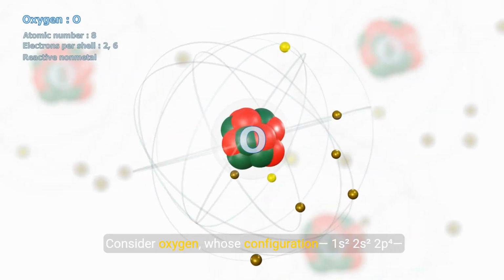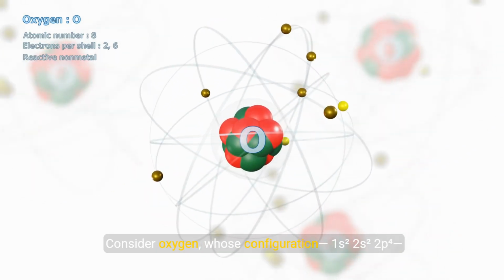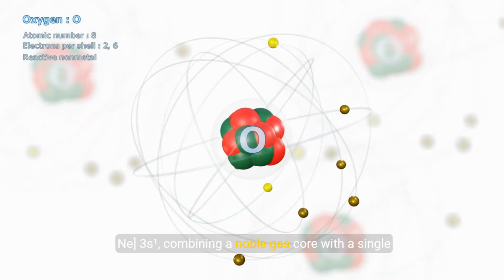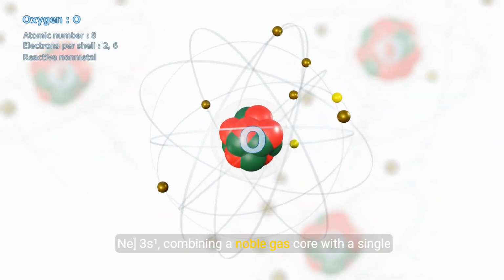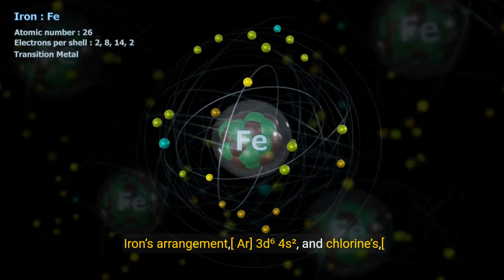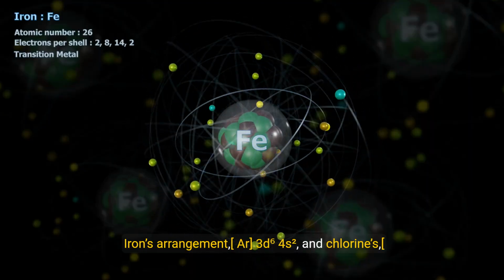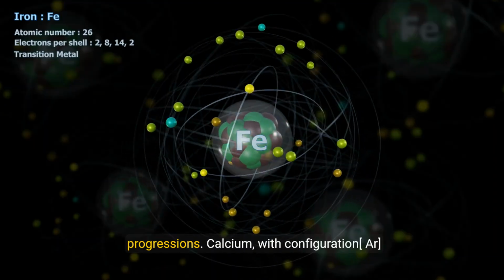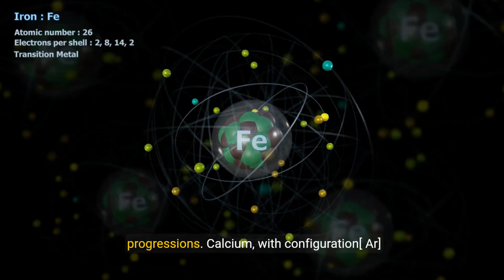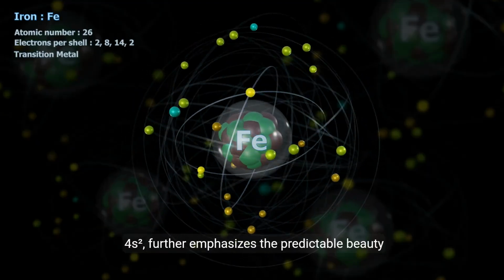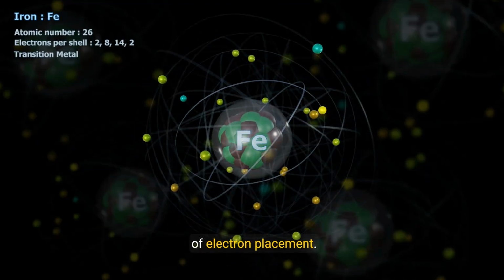Consider oxygen, whose configuration, 2s² 2p⁴, displays perfect order. Sodium follows suit with [Ne]3s¹, combining a noble gas core with a single outer electron. Iron's arrangement, [Ar]3d⁶4s², and chlorine's, [Ne]3s²3p⁵, illustrate complex yet logical progressions. Calcium, with configuration [Ar]4s², further emphasizes the predictable beauty of electron placement.